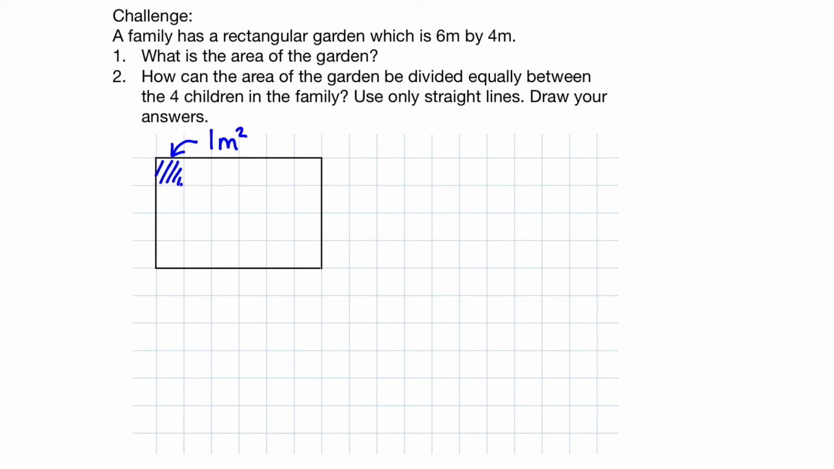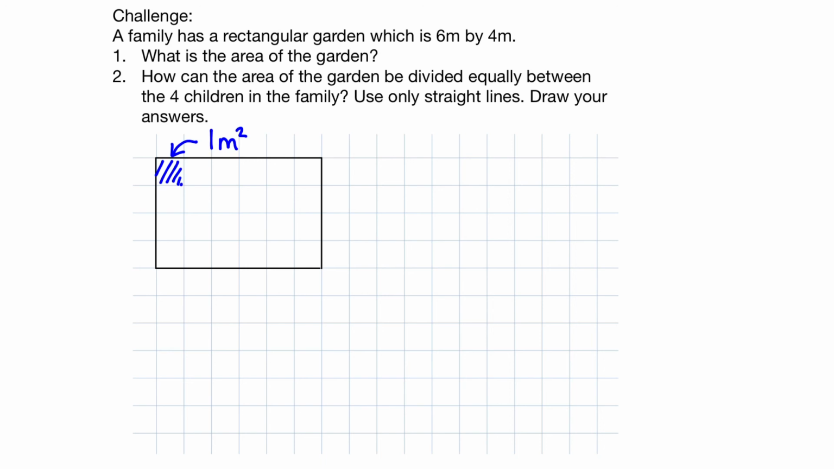The second job is to work out how the area of the garden can be divided equally between the 4 children in the family. I want you to use only straight lines and to draw your answers. So I want you to draw the rectangle that is 6 metres by 4 metres in your book or on squared paper, and see how you can split it equally into 4 parts. So you're going to have to work out how many square metres need to be in each of the 4 parts, and I want you to find ways of doing that with straight lines.